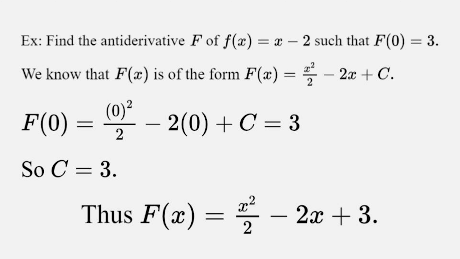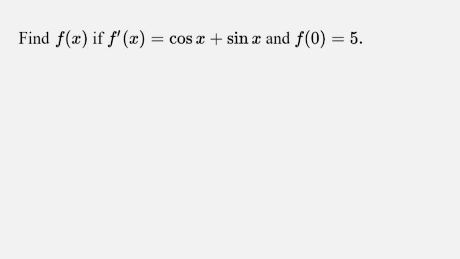So now I know specifically what c is equal to, and so the antiderivative that I was looking for is x squared divided by 2 minus 2x plus 3. And so this is no longer a family of antiderivatives, this is one specific antiderivative that is a function in its own right. Let's do another example that uses slightly different notation.